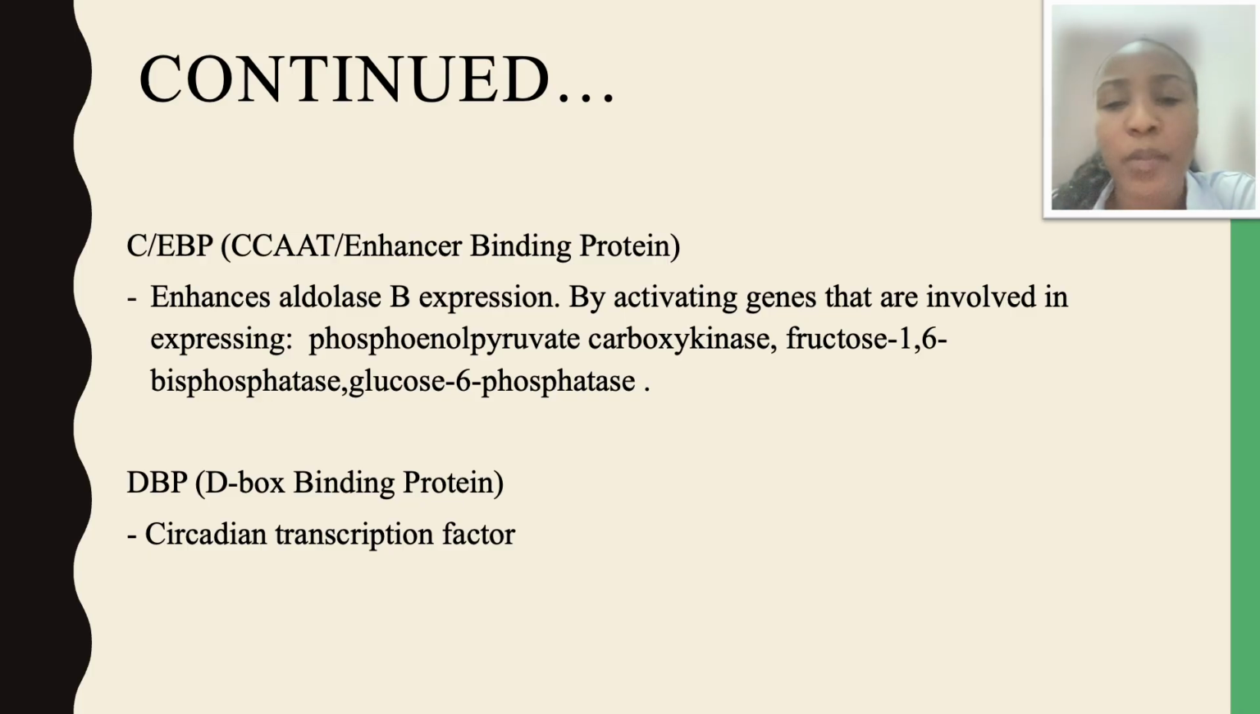So essentially, it coordinates aldolase B with other gluconeogenic enzymes so glucose production can meet its energy demand. And those enzymes are phosphoenolpyruvate carboxykinase, fructose 1,6-bisphosphatase, and glucose 6-phosphatase. And if you remember, these are the specific enzymes used in gluconeogenesis as the bypass enzymes, because in glycolysis, they don't have these enzymes.